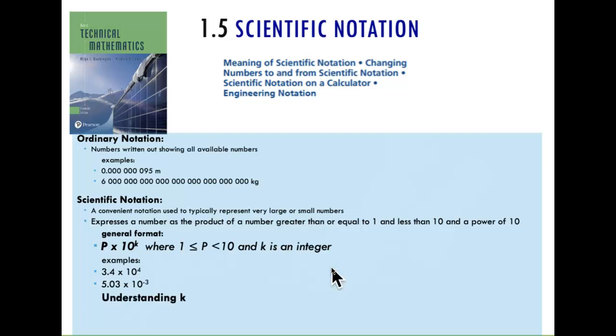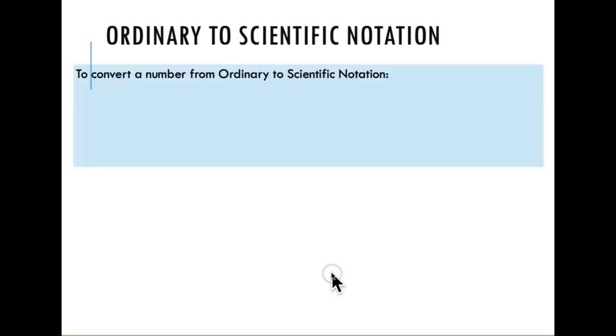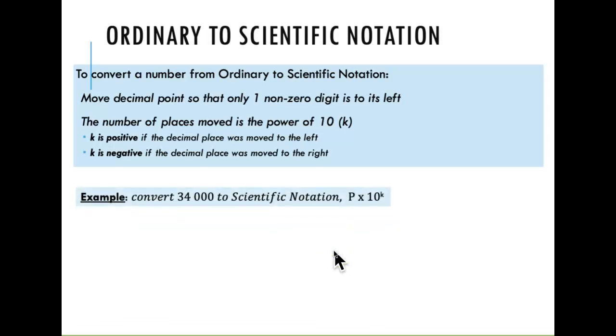What the powers represent, that's the k, is if it's positive, then we're looking at a big number. But if the power is negative, then we're considering a small number. So let's look at first changing ordinary to scientific notation. To convert a number from ordinary to scientific, we've got to move the decimal point so that there's only one non-zero digit to its left. The number of places that we move is going to be the power of the 10. And remember now, k is positive if it's a large number, and k is negative if it's a small number.